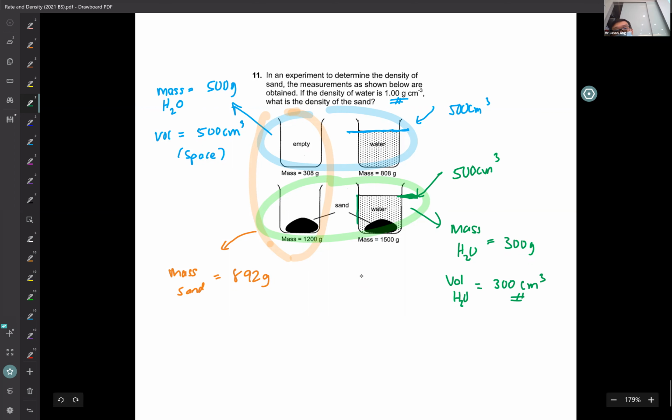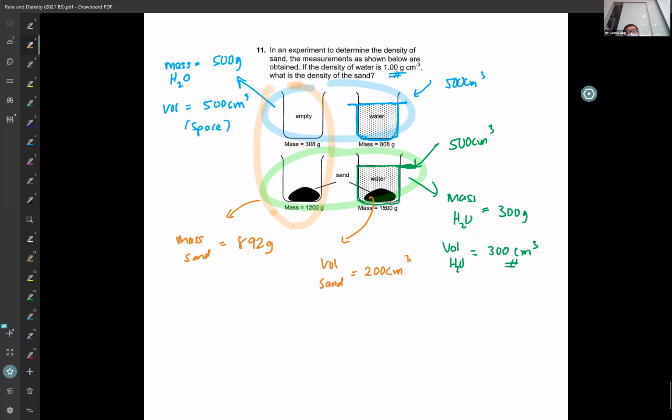How much space does this occupy? That's my point. If the water is filled up to this level, how much space is occupied? It's 500. You understand what I'm doing here so far? So the space occupied is 500, but 300 is because of the water. What can you tell me is the volume of the sand? The volume of sand is how much? 200 cm cubed.